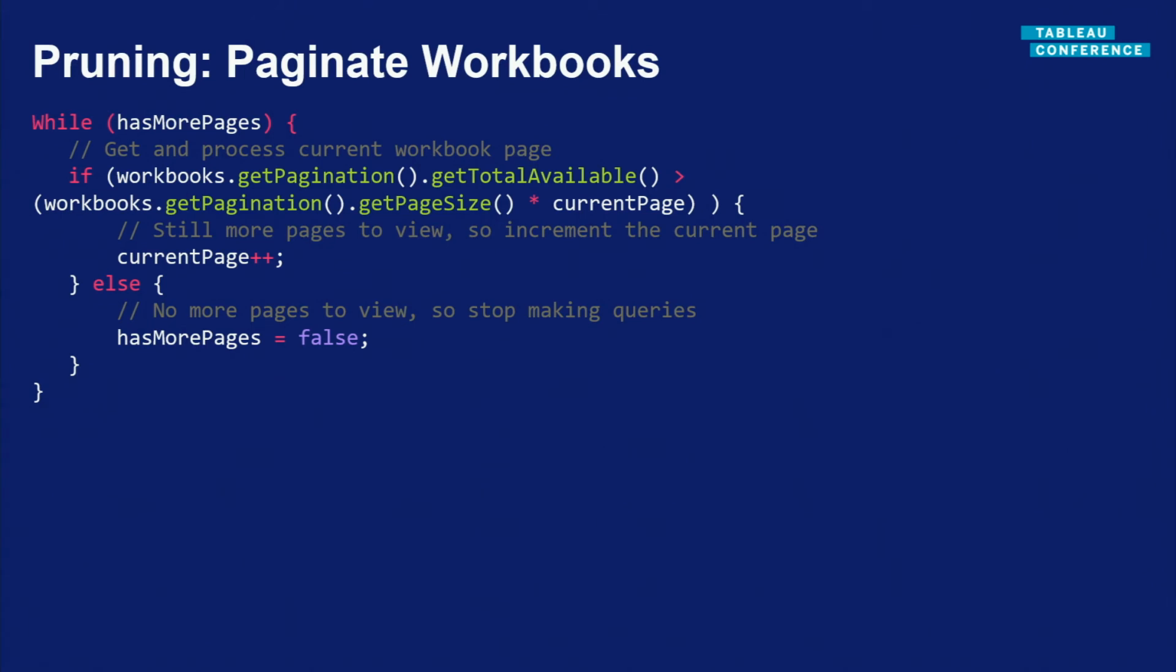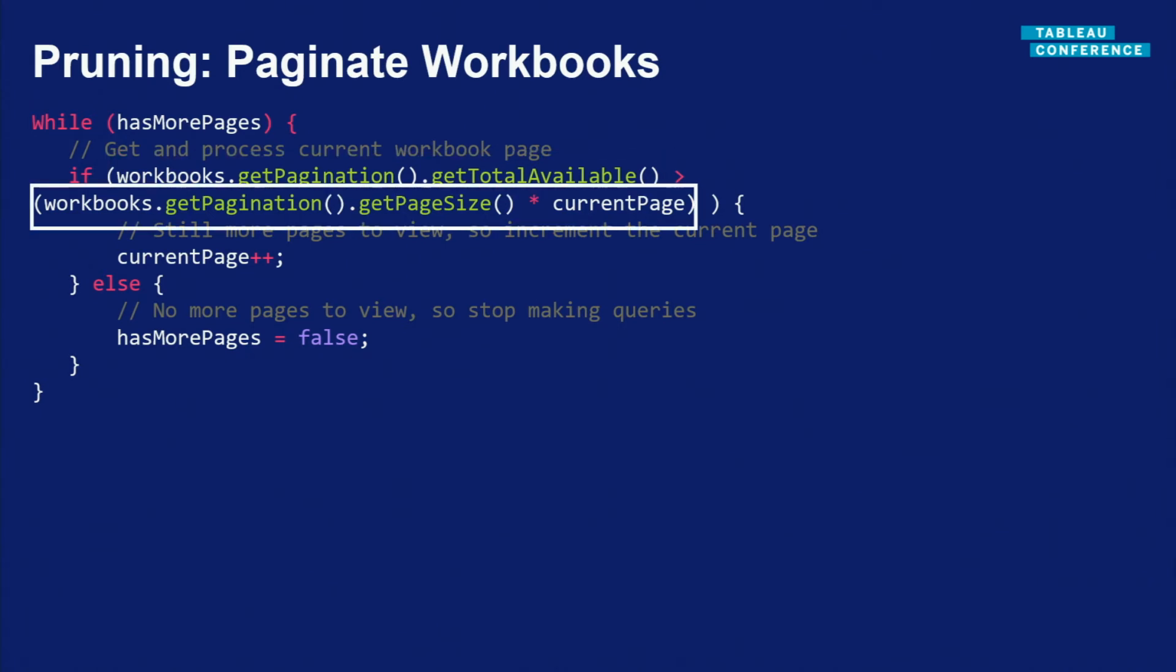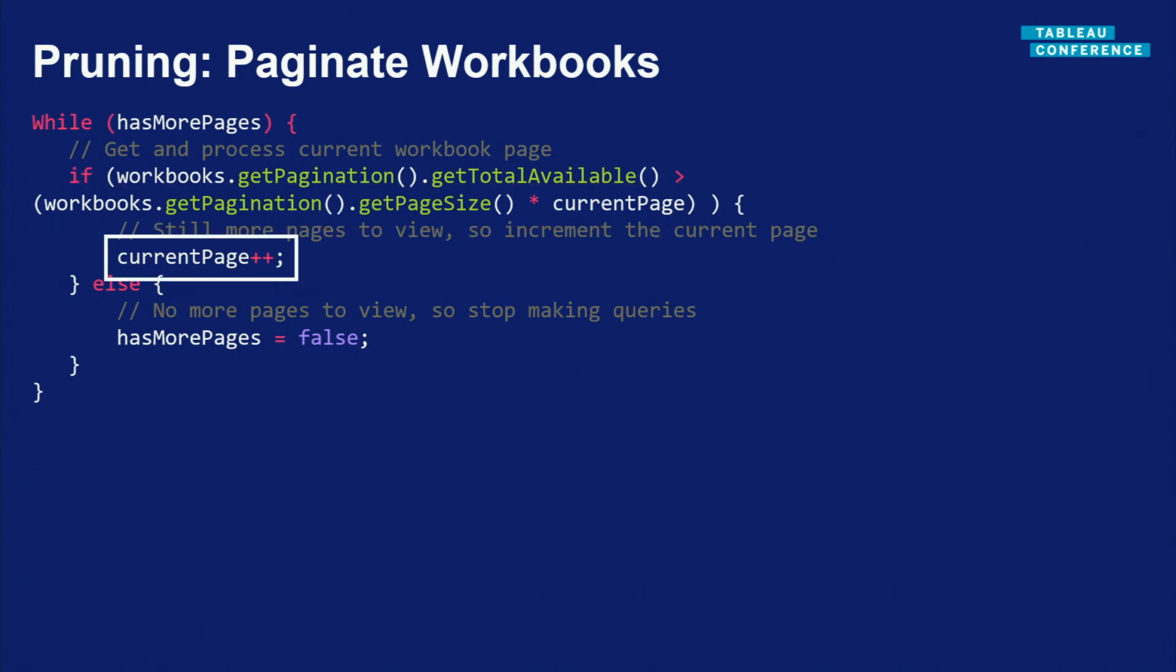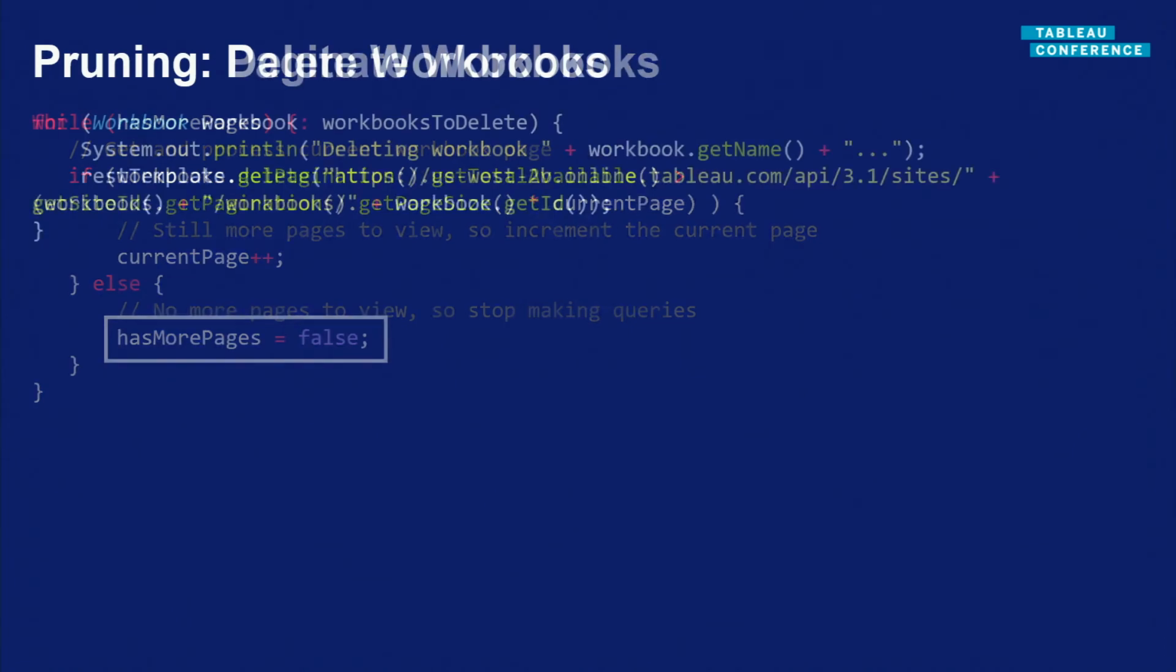So how would we actually page through these results? Here's a very basic example. We're going to first look at the total number of results, and then we're going to check to see if that is greater than the number of the current page multiplied by the number of items per page. In other words, how many items have we gotten back so far? If it's greater, then we know that there are more results to view, so we're going to want to increment that page number and get more data. Otherwise, we'll terminate the loop.